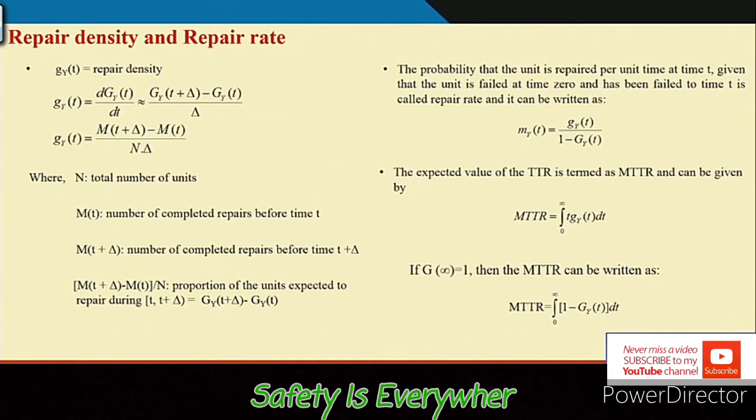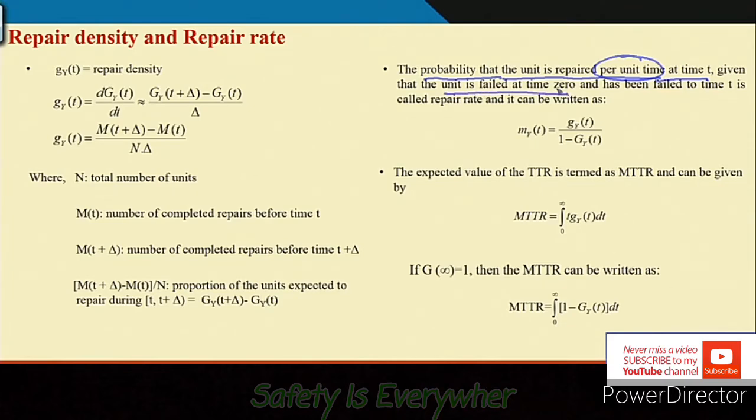Now, we go to repair rate. What is the repair rate? Repair rate is the probability that the unit is repaired per unit time. Please remember, the unit is repaired per unit time at time t, given that the unit has failed at time 0 and has been failed up to time t.